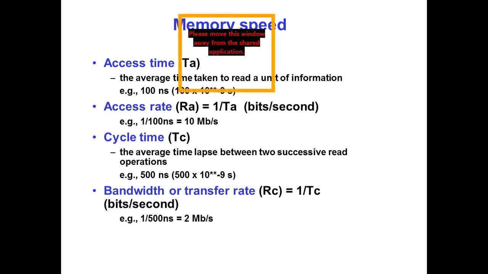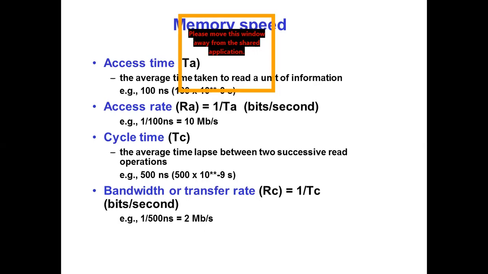So how will we calculate the rate? The access rate is RA, which is 1 upon TA. We can calculate this rate, and it is equivalent to 1 upon TA, with the unit bits per second. I am just brushing up. Now you can calculate this rate as 1 upon 100 nanoseconds, and we will get 10 MB per second.